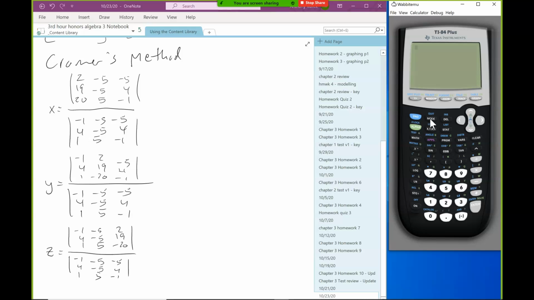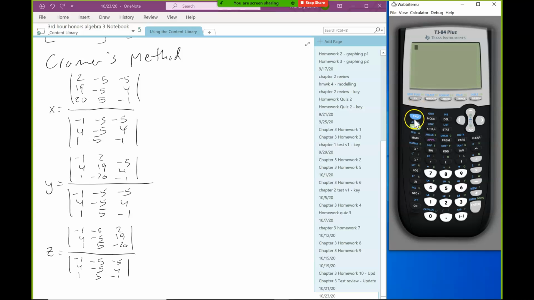Okay, I've got all my matrices typed in. Is anybody still typing theirs in? Okay, we'll wait a minute or two. All right.